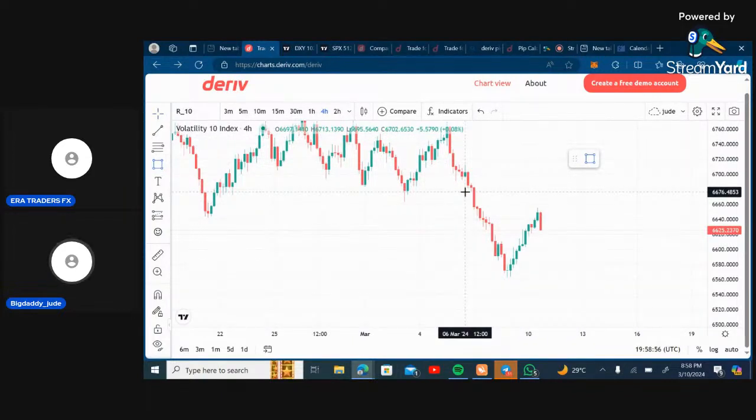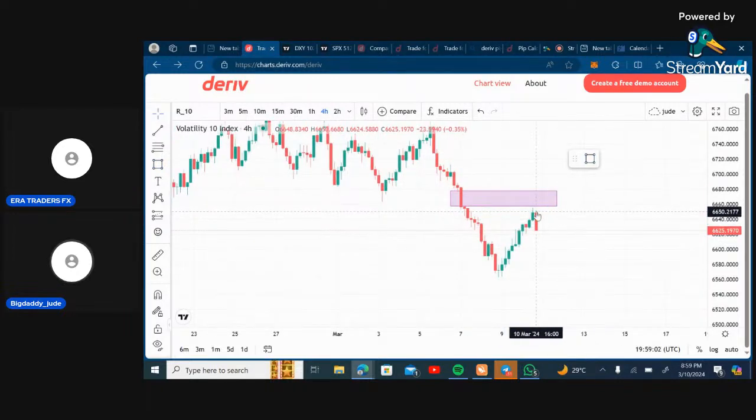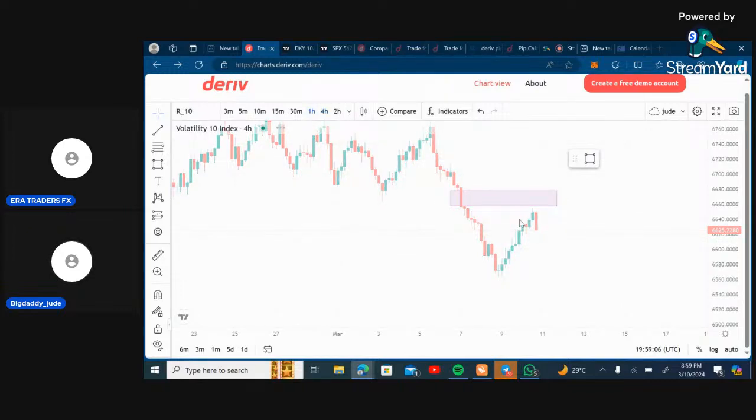Before then, I want to mark out this fair value gap. That's a potential to hold price. Before I go over there, you've not tapped into this fair value gap yet. So let's go down to lower time frame and see the opportunities we have there.